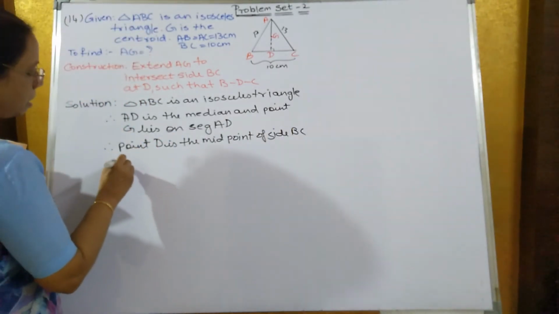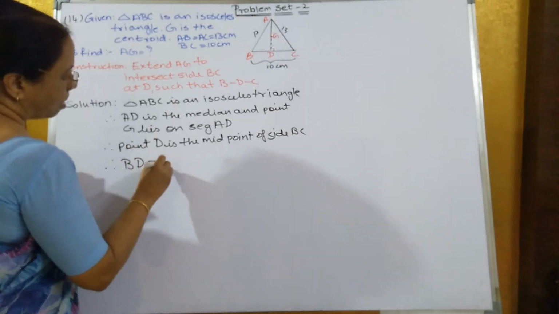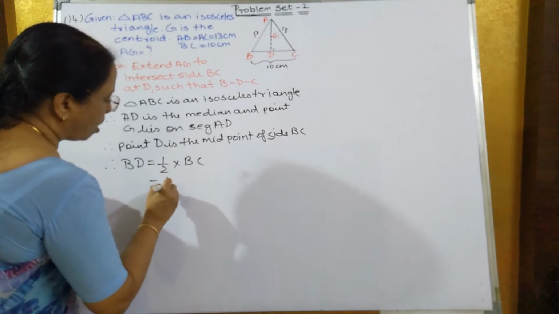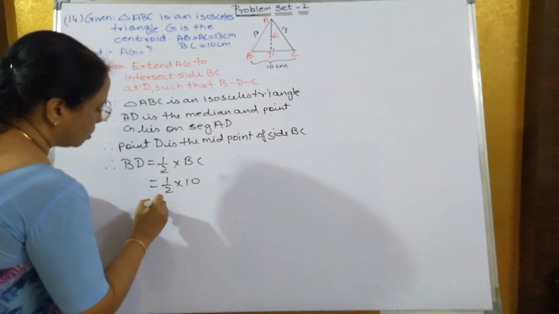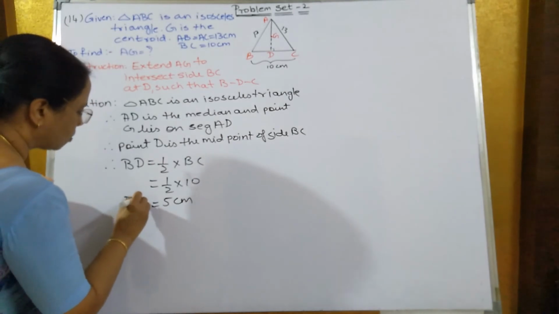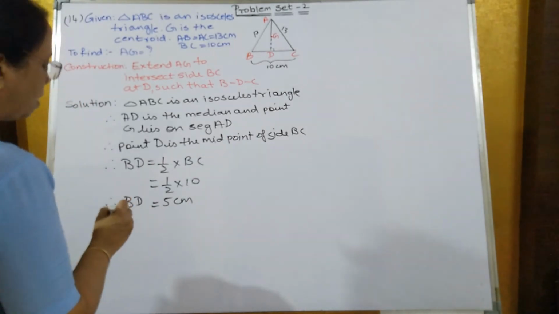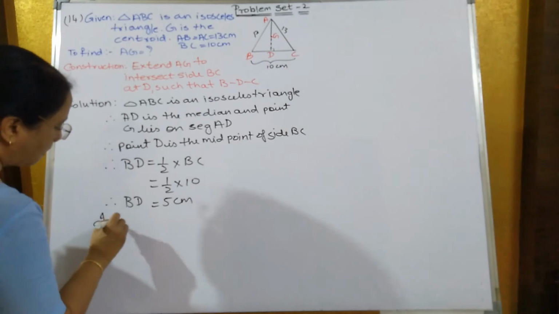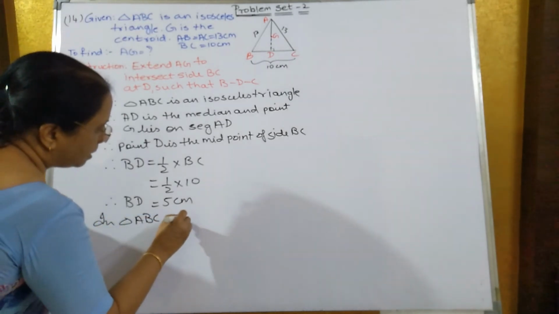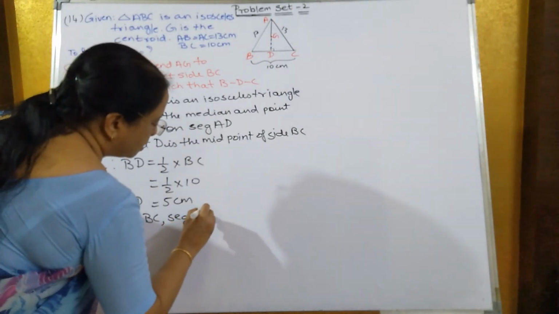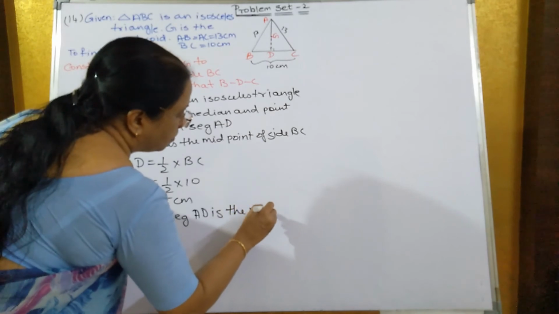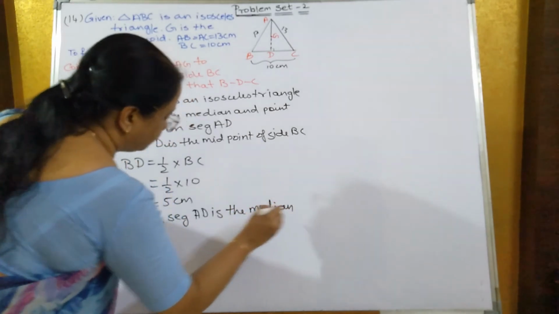Therefore BD is equal to how much? Half of BC. That's equal to half into 10. So that's equal to 5 centimeter. So we have got BD is equal to how much? 5 centimeter. Now in triangle ABC, seg AD is a median. Since it is a median, we will use Apollonius theorem.